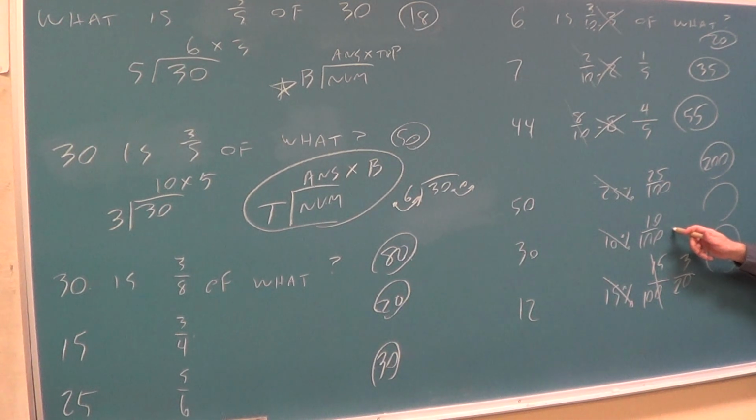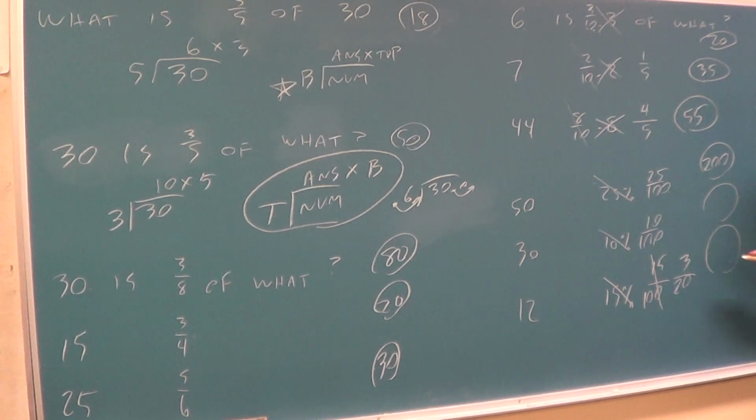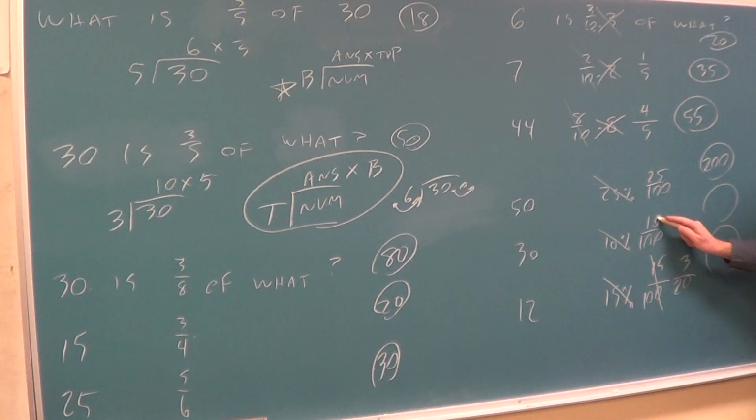Volunteer, or I'll pick on somebody. Don't think we hit you yet today. 300? I agree with 300. Dividing the top is 3, times the bottom, that is a 300.